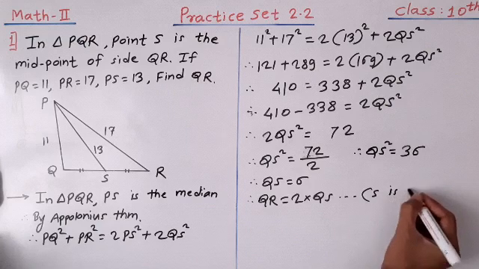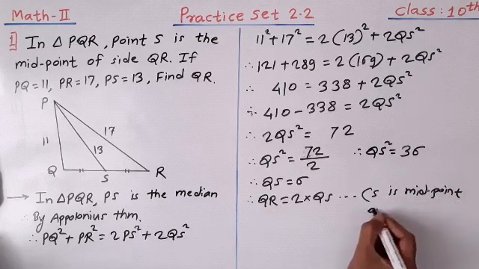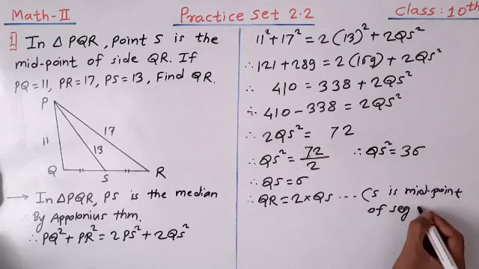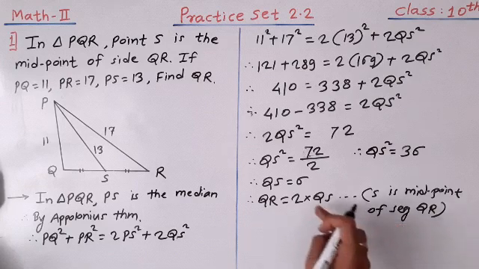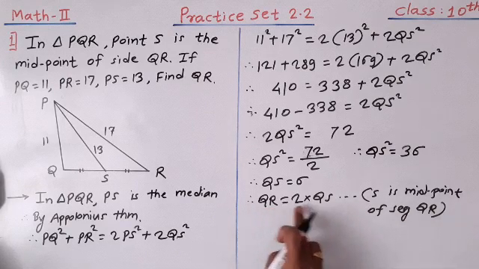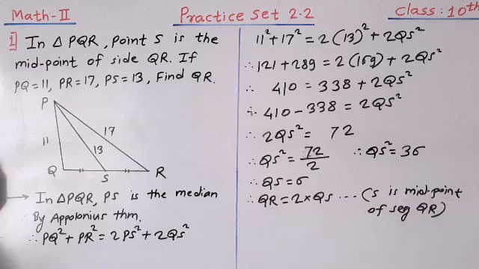S is the midpoint of seg QR. You have written this step, and this is the reason for this step. Why have you written QR is double of QS? The reason is S is the midpoint of seg QR.